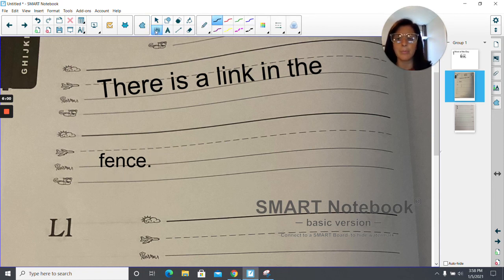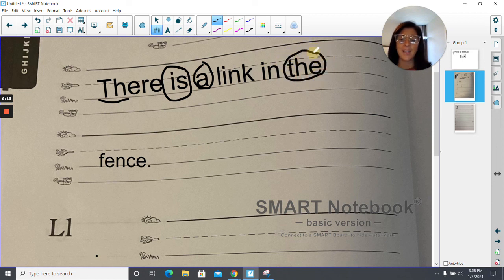We're going to mark up our sentence. So we have a TH digraph in there. We have a trick word is, we have trick word A, we have trick word the, and we also have a glued sound in link. There we go. All right, if you need to pause the video to finish your sentence, go ahead and do that.